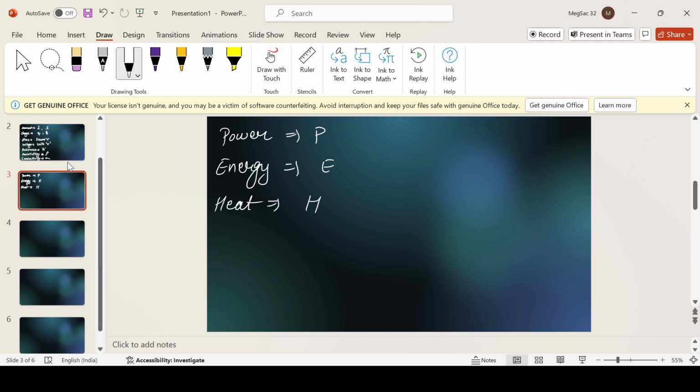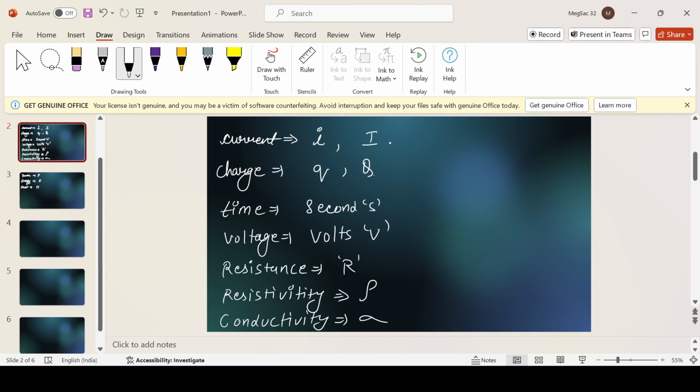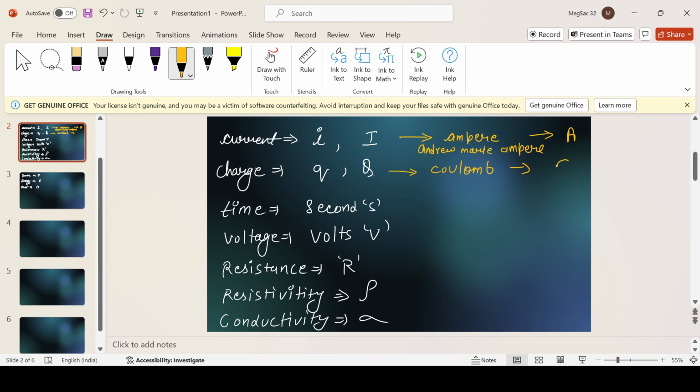Yes, sir. These are the things which we have right now. Now if we talk about current, the unit for current is ampere, named after the scientist Andre-Marie Ampere, and denoted by the symbol capital A. Then we have charge, which is measured in coulomb, and the unit is capital C. Time will remain seconds only, denoted by S.